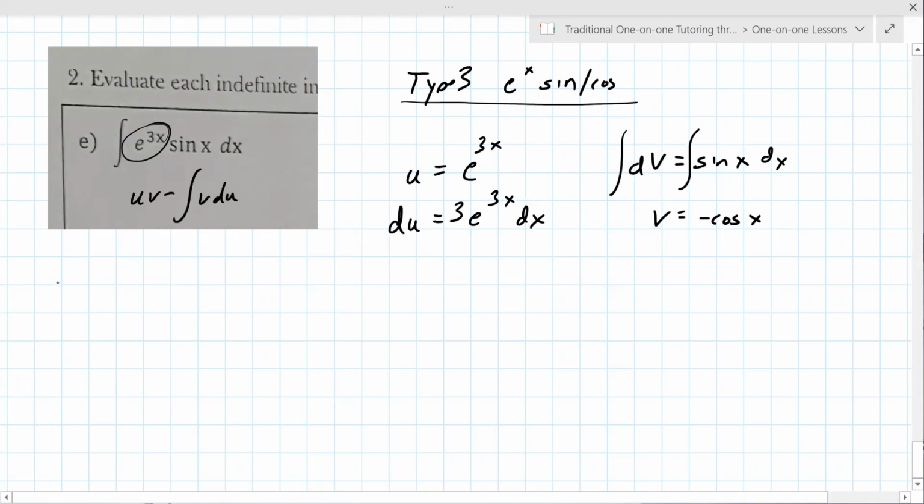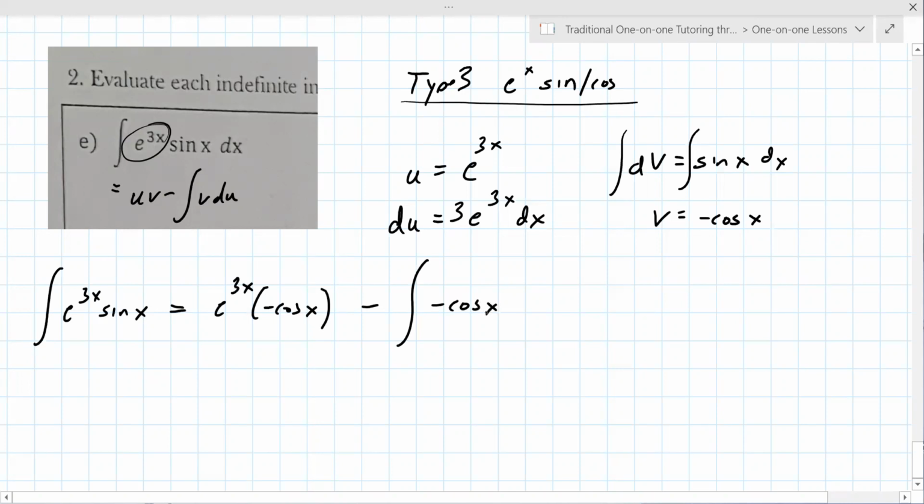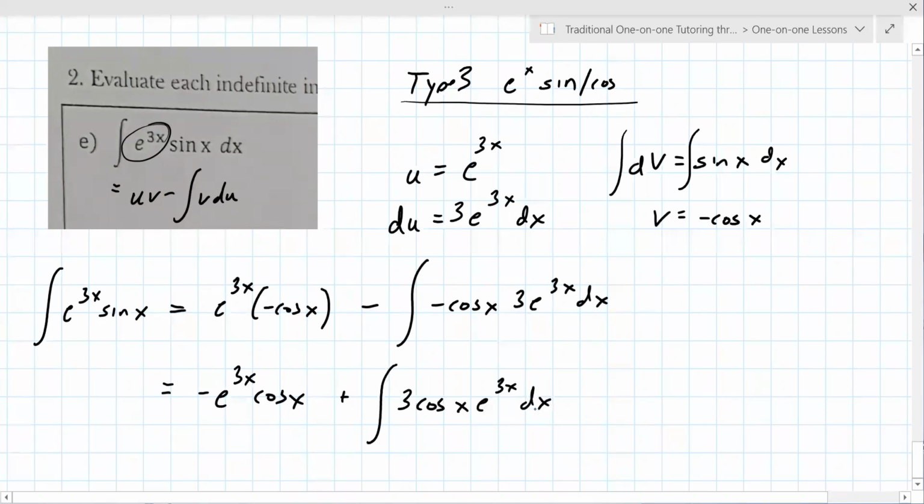So this time I'm going to actually rewrite this integral off to the left here. You'll see why in a few steps. Equals, okay, so your uv is e to the 3x times minus cosine x minus integral minus cosine x 3e to the 3x dx. So just cleaning up a few things. This is minus e to the 3x cosine x. These two negatives go together. So it's plus integral 3 cosine x e to the 3x dx. And you get the 3 out in front of the. You can, but I'm going to leave it in here because, and you'll see why.